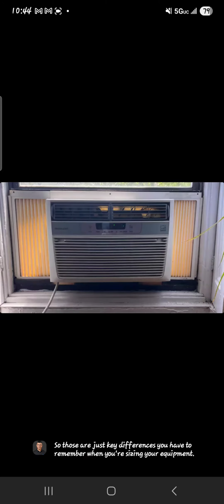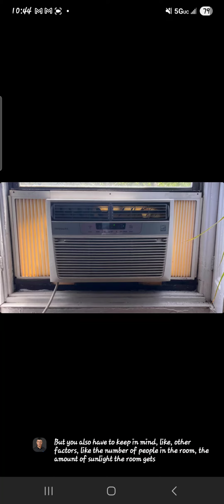So yes, as well as that, you also need to know the BTUs of beef when you're having a change in the latent heat of fusion. So those are just key differences you have to remember when you're sizing your equipment. BTUs can also be used to calculate how much space it can effectively cool.